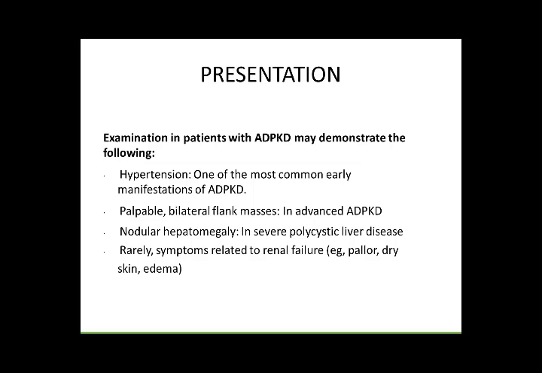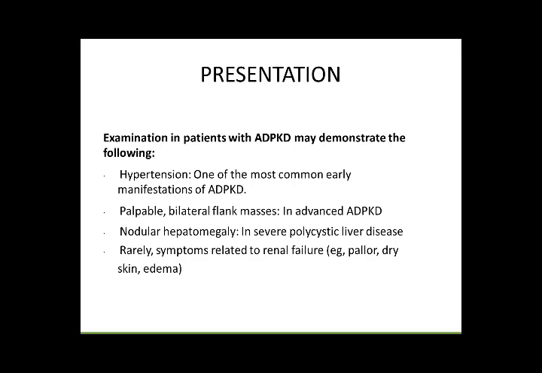When you palpate the abdomen, bilateral flank masses are palpable in the lumbar regions. Or the patient may have hepatomegaly. The hepatomegaly is nodular because there are multiple cysts which are palpable on abdominal examination.